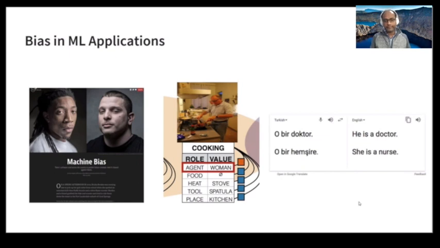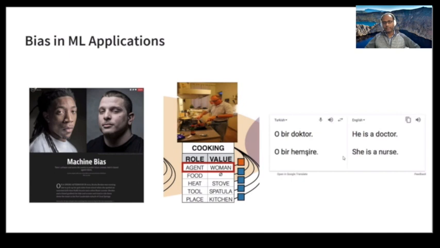Here's another example of an image analysis task where, because there were a lot of images of women in kitchens making food, this particular image was being classified as that of a woman. So, gender bias in the way images are classified in this task.